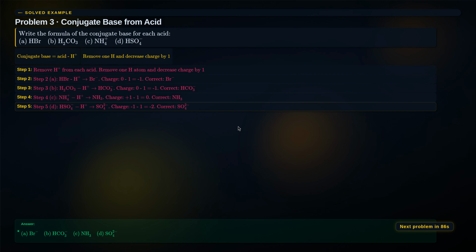The charge drops from +1 to 0. HSO4- minus H+ gives SO42-. The charge drops from -1 to -2. The answers are Br-, HCO3-, NH3, and SO42-. Remember that removing H+ leaves the conjugate base with one fewer hydrogen and a charge one unit more negative.